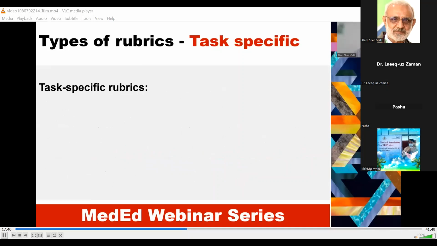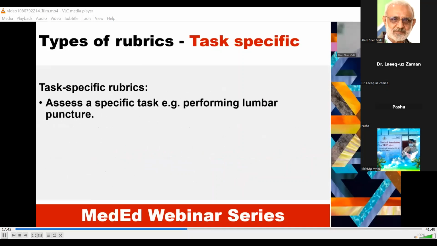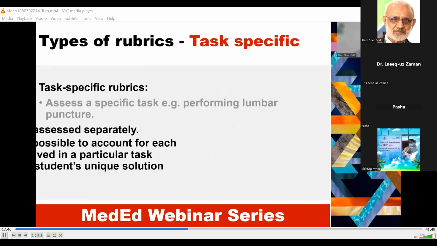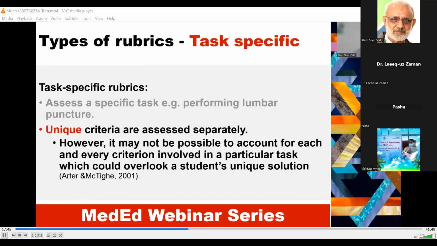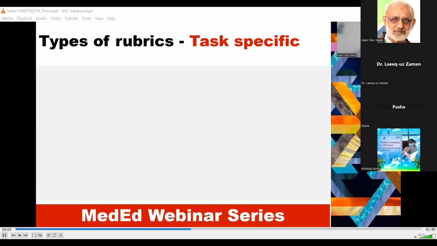The task-specific rubrics assess a specific task, for example, performing lumbar puncture. Unique criteria are assessed separately. However, it may not be possible to account for each and every criterion involved in a particular task, which could overlook a student's unique solution.